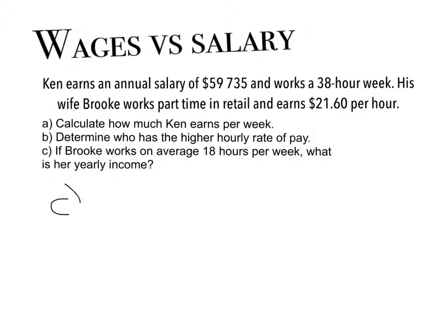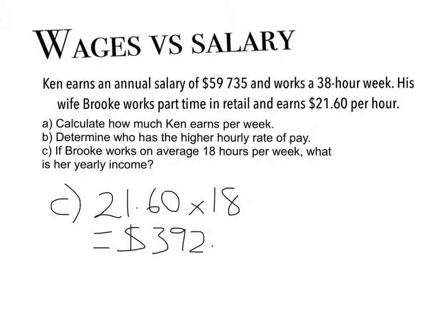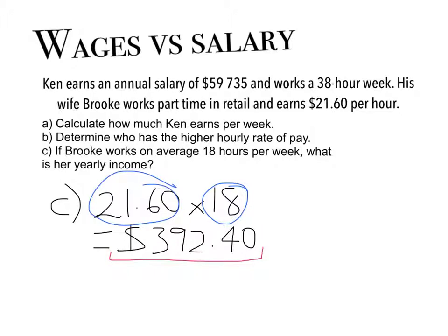C. Brooke works on average 18 hours per week. What's her yearly income? Okay, so she earns $21.60 an hour, 18 hours a week. Okay, it's not too hard. She gets $392.40. That value there is her earnings per week. Her weekly income is her hourly rate, this guy here, multiplied by the number of hours she worked. Hourly rate multiplied by the number of hours she works gives me $392.40.